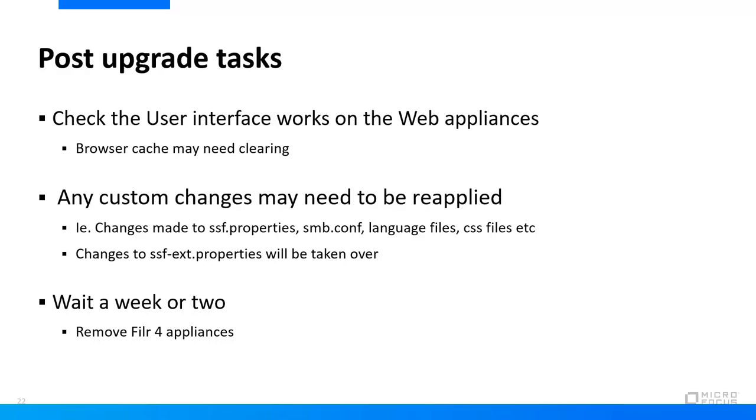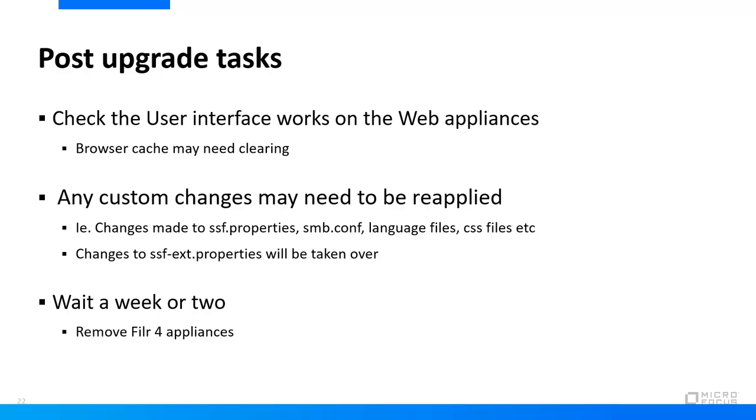Then finally, just wait a week or two and check everything is working okay, at which point then just remove the Filr 4 appliances. You don't need them anymore for a rollback, so you can get rid of them and save that disk space that they'll be taking up.